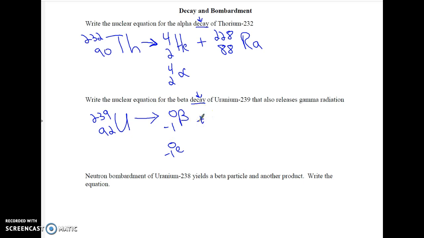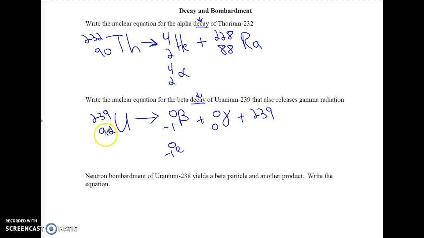It also says gamma radiation is released. Now gamma is not a particle, it is just pure energy. Very, very high energy, which is why scientists are concerned with it, but it has 0 mass and 0 charge. So mathematically, it doesn't do anything to the problem we're trying to do, but you want to definitely make a note of gamma radiation. So we do the same math. You start off with 239 on the left for the uranium. You're getting 0 from beta, 0 from gamma. So whatever this other particle is, it has to have a mass of 239.